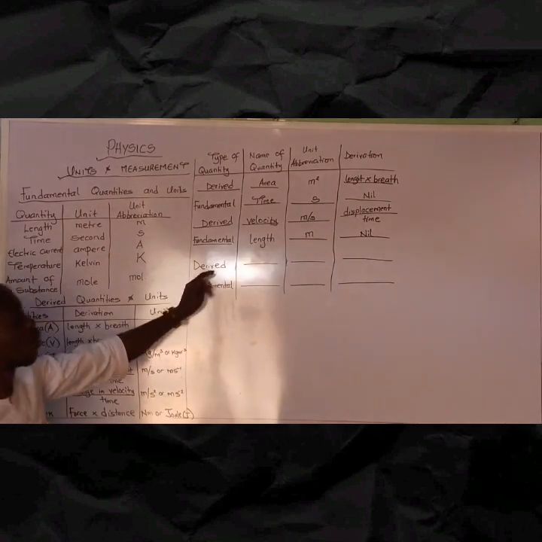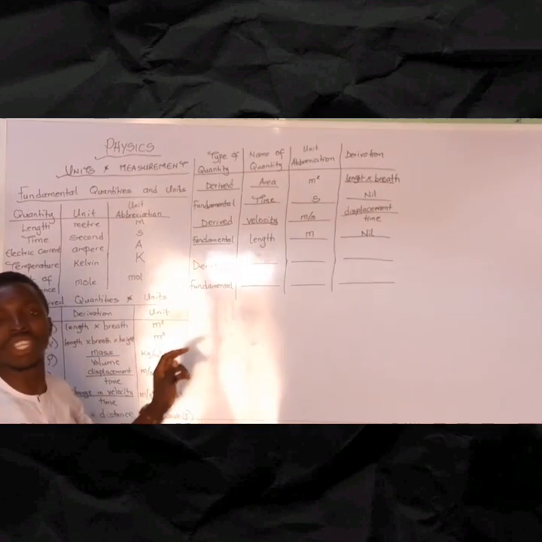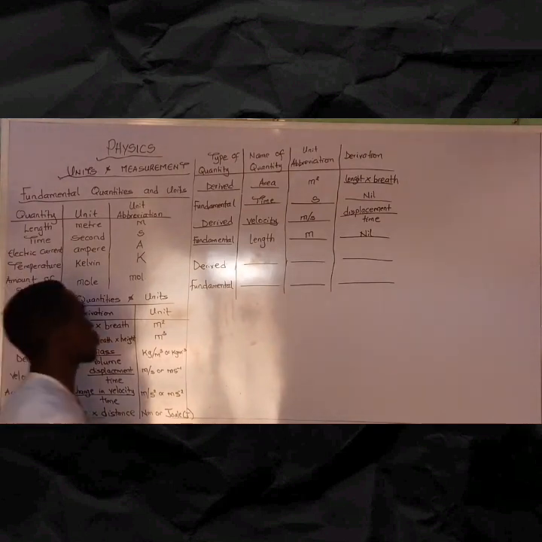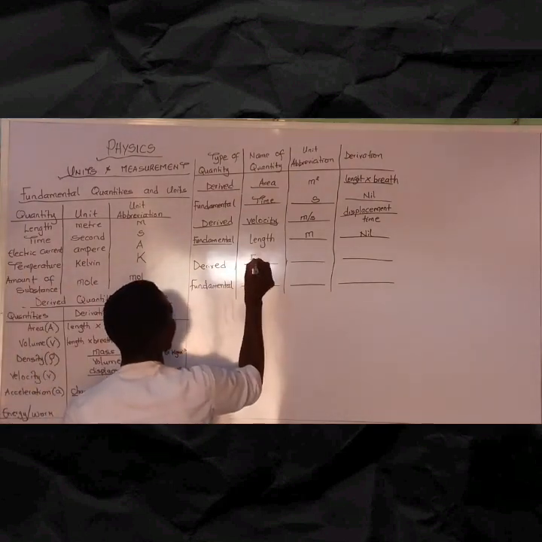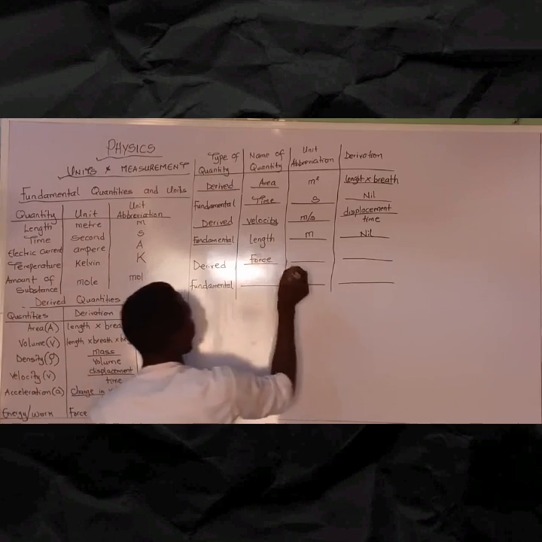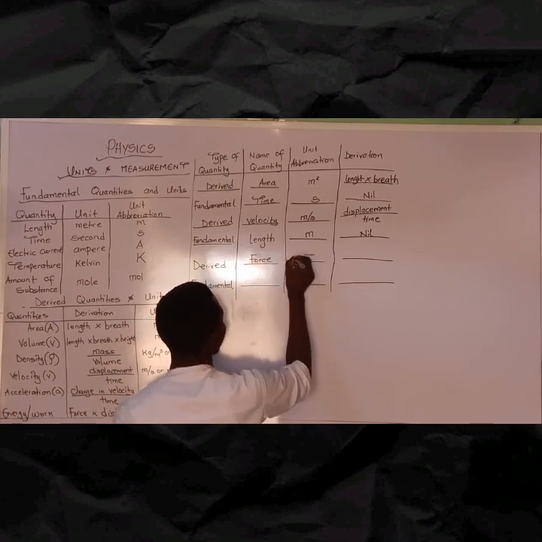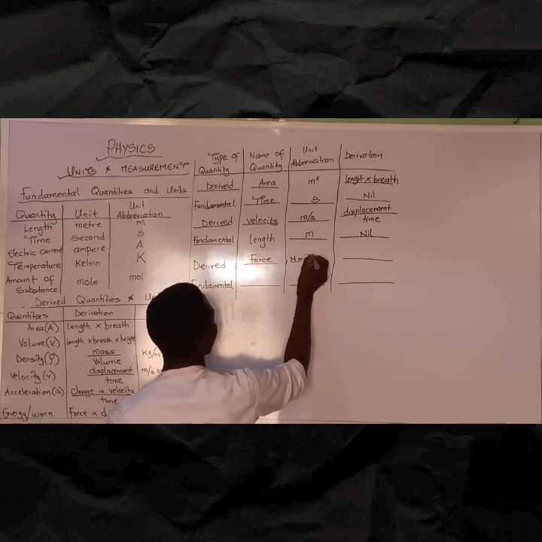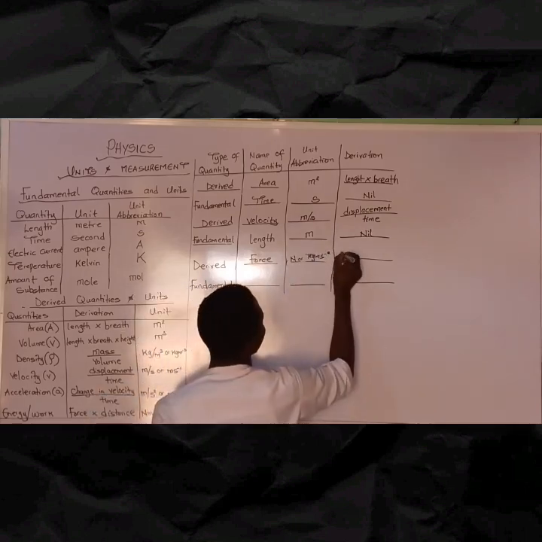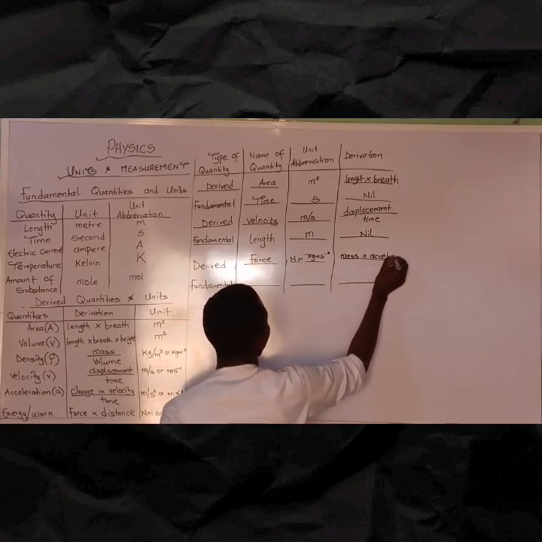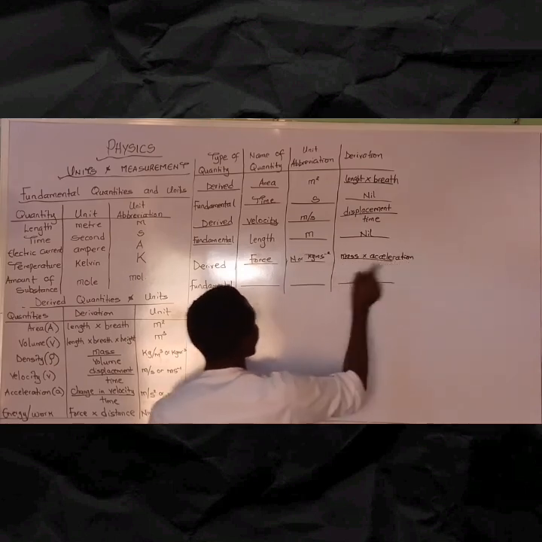Then this one is open. It's an open check, so you can choose any. It's a derived quantity, so think, which derived quantity can we use? Let me use force. Force is a derived quantity, and its unit abbreviation is Newton, or you can also write kilogram meter per second squared. And the derivation? Force is mass times acceleration. That's where we get this from.